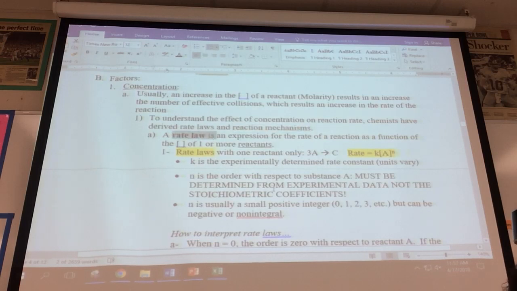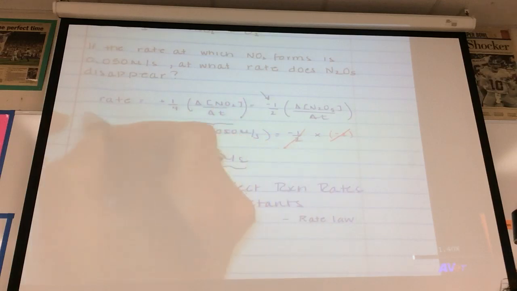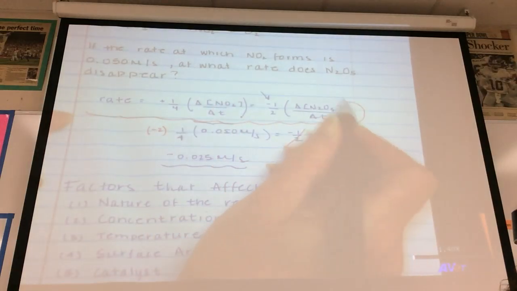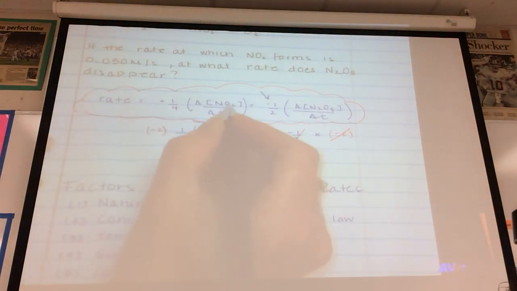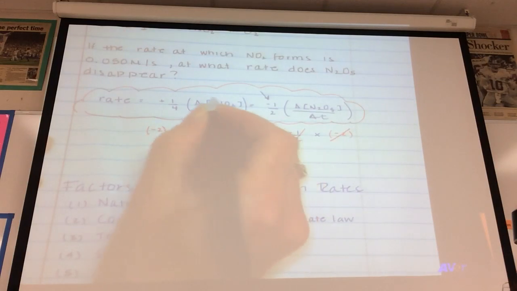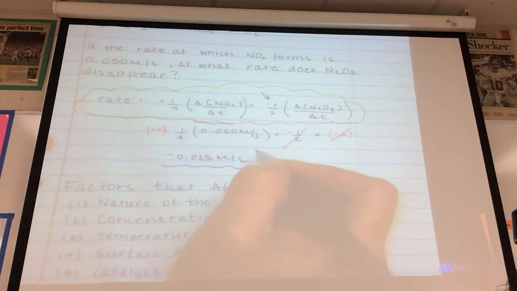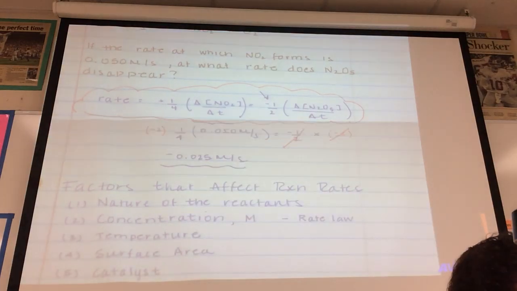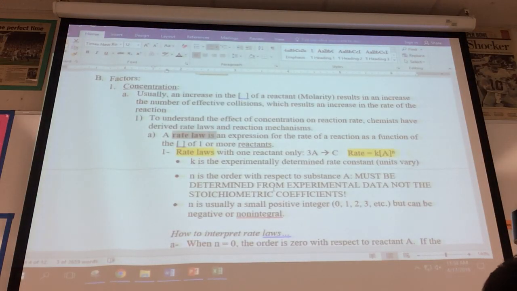A rate law is grossly different from a rate equation. Looking back at our do now, we wrote a rate equation right here, where in a rate equation you can have reactants and products, or just reactants, and you have rates of appearance and rates of disappearance, so molar per unit time, let's say molar per second. A rate law is very different.